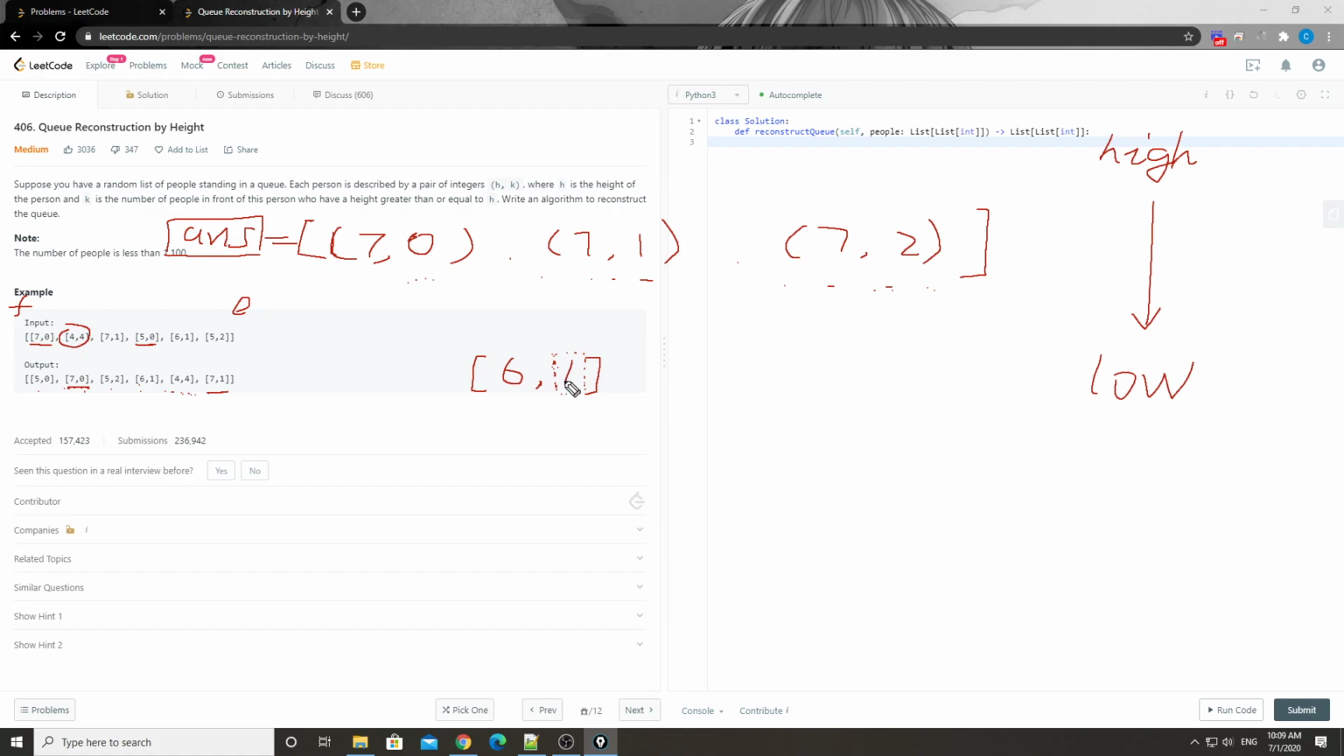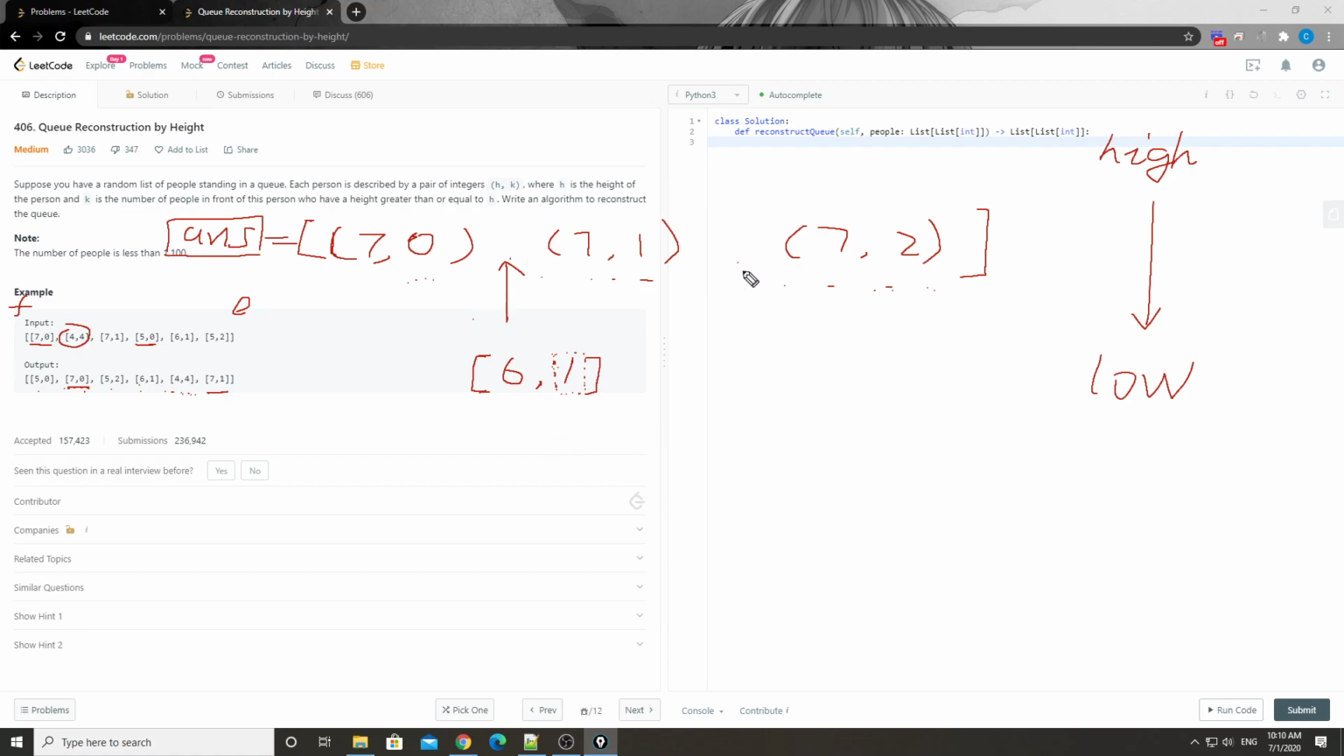Which means we need k people on my left, and because all of them are taller than I am, I just need to insert the current element into this array at this position, which is here.